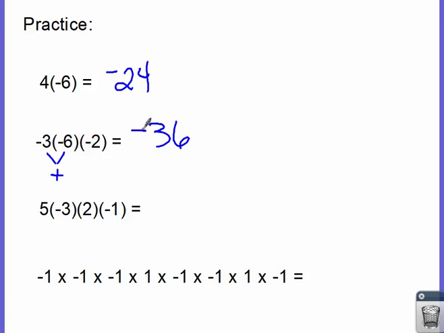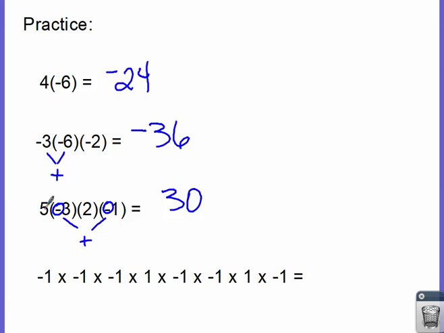Okay? Now, the third question. We multiply. 5 times 3 is 15. 15 times 2 is 30. 30 times 1 is 30. We count our negatives. We've got 1 negative here and 1 negative here. 2 negatives make a positive. This 2 and this 5, we just don't care about. They're already positive. They're already happy. We leave them alone. So we end up with a positive 30.